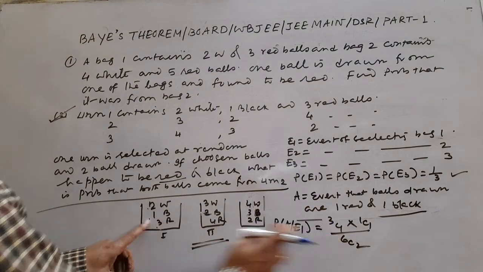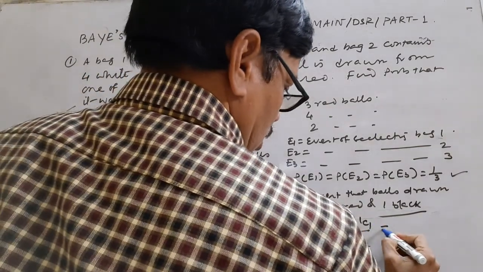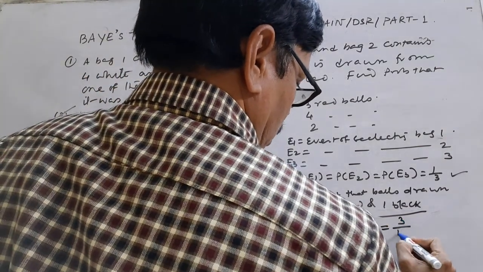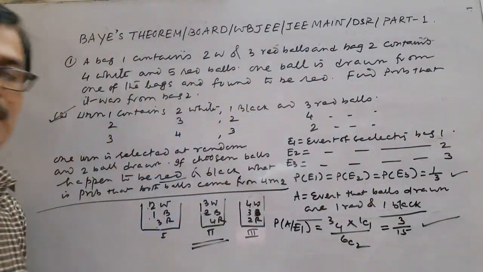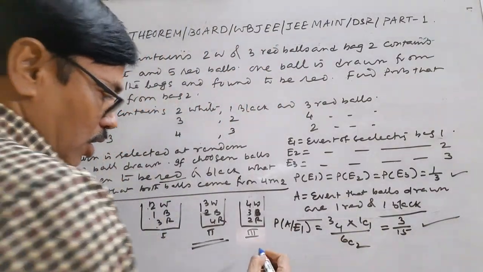3C1 for 1 red, 1 black, 1C1. Total is 6, so 3 into 1. So this is 3 by 15. So P(A|E1) is 3 by 15.